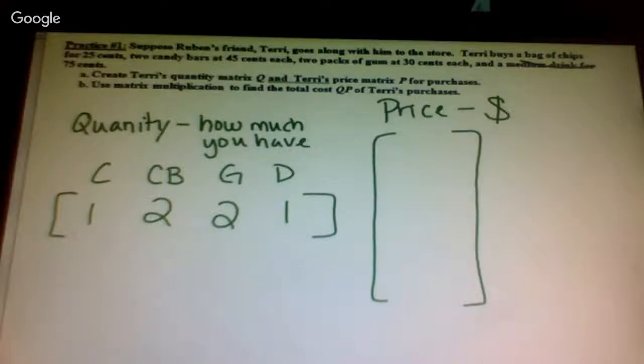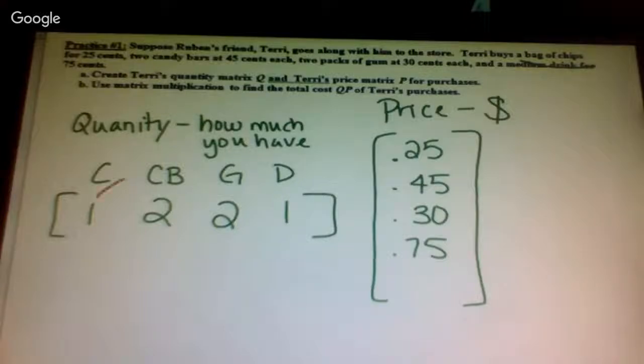25 cents. Your thing is, in order to do this, whatever order your row matrix is, the order your column matrix has to be in. So if this is chips, candy bar, gum, drink, this has to be chip, candy bar, gum, drink. Okay, so candy bars next. 45 cents. Gum, 30 cents. And your drink is worth 75 cents.